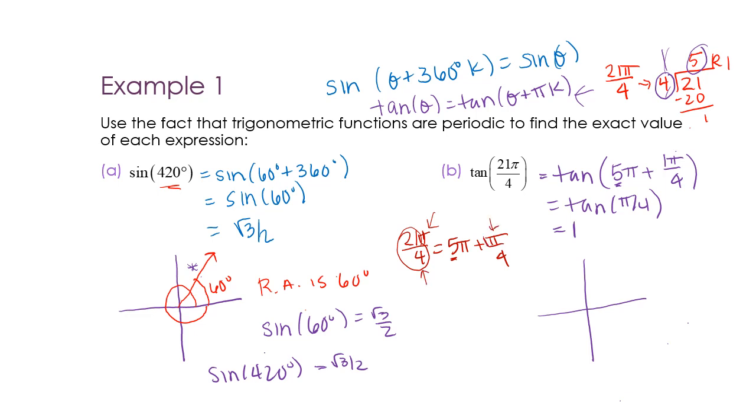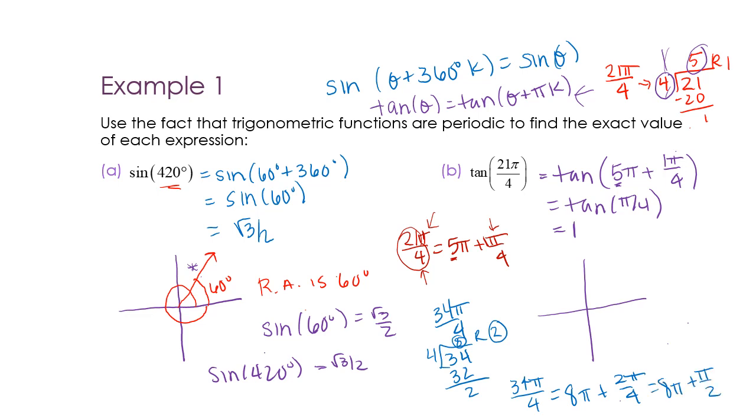So for example, if you had, let's do 34 pi over 4, that would be taking 4, putting it into 34. So 4 goes into 34 8 times, with remainder 2. So we would say that 34 pi over 4 is equal to 8 pi plus a remainder of 2, so 2 pi over 4, which reduces to 8 pi plus pi over 2.